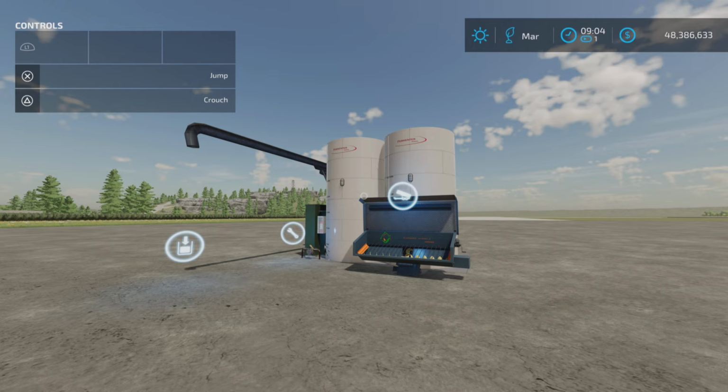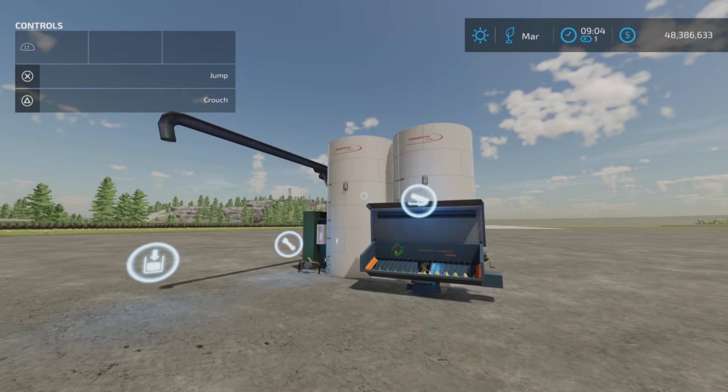That's the Fermenter 60,000L by DS Power on Farming Simulator 22.